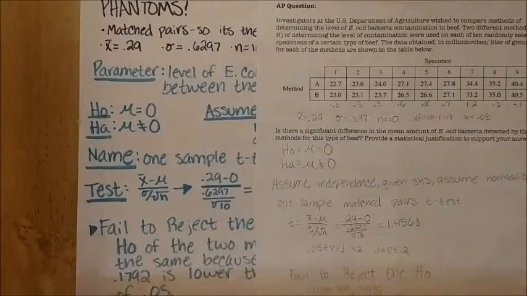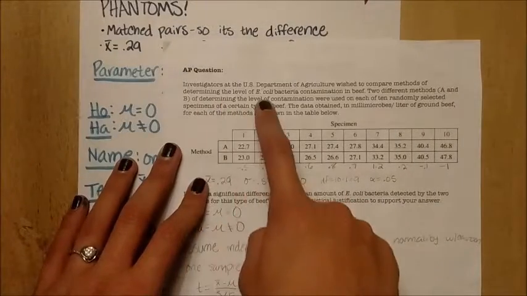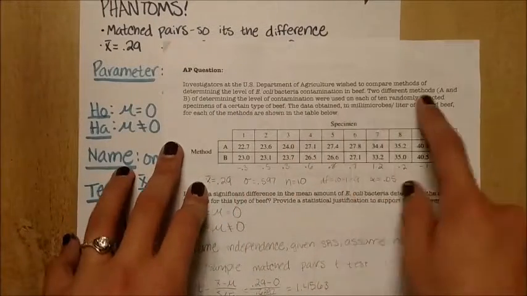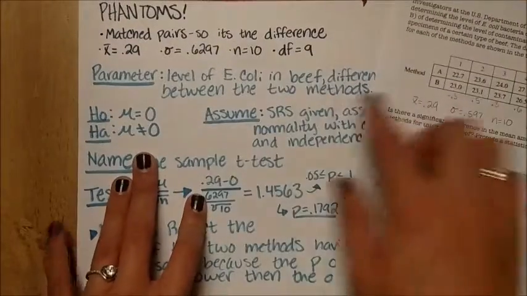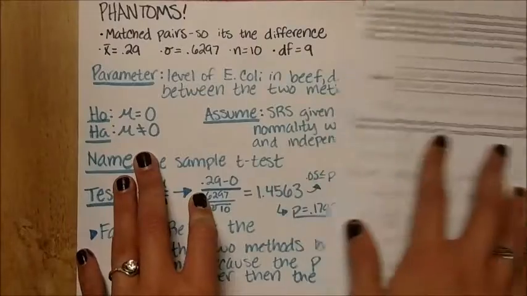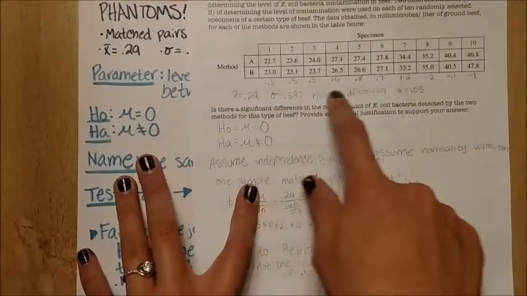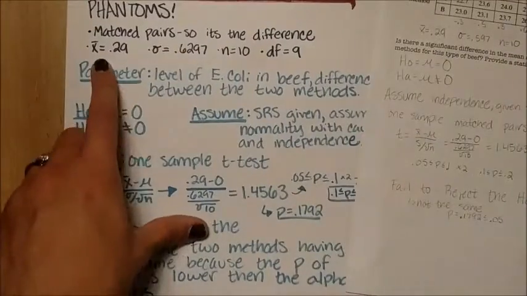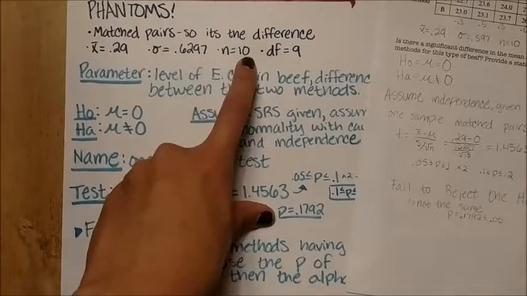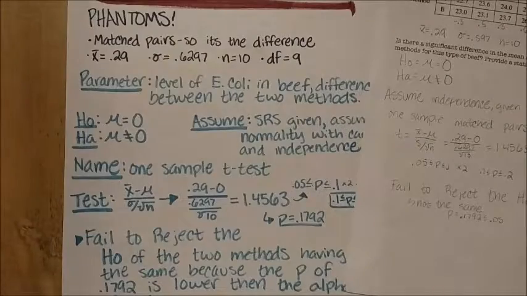Next is the AP question of the day, and this is talking about comparing two methods of determining the level of E. coli bacteria in beef. It gives you method A and B, but these are matched pairs, so you end up putting the difference in your calculator. So I did the difference right here, and then I inputted this into a list, and then I did the 1-var stats, and I got our mean, our standard deviation, our n, which is 10, and then our degrees of freedom, which is 9, which is just n minus 1.